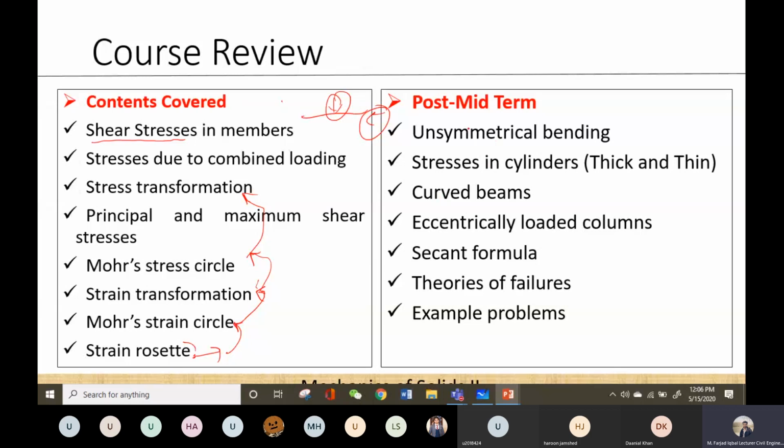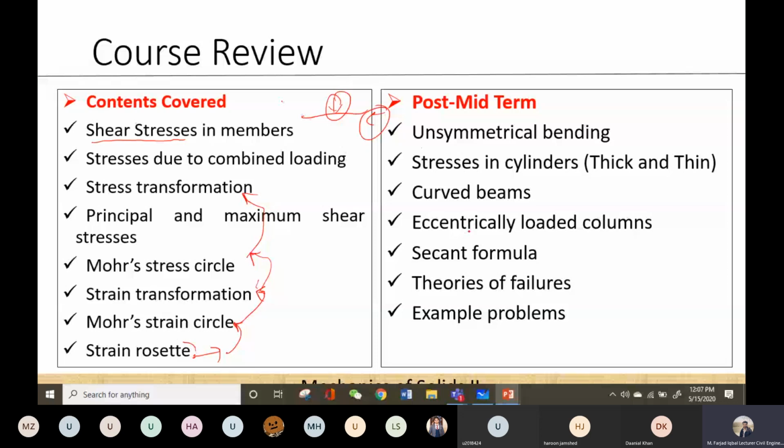After midterms, the major topic we are going to study is unsymmetrical bending, and the first topic is this one. The second is the stresses in different cylinders, which include thick and thin cylinders. Third, we will be studying the calculation of forces in curved beams. Up till now, we have been studying the stresses or forces in straight or prismatic sections, but now we'll be moving towards curved beams as well.